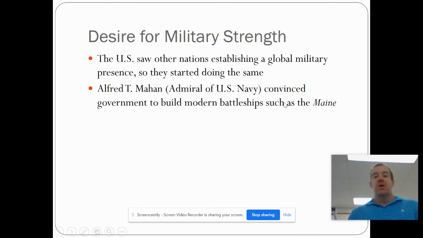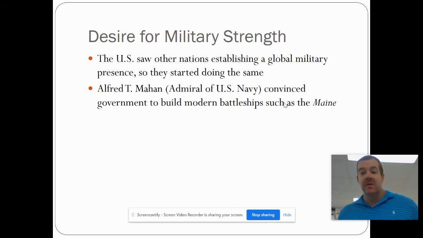Military strength. Remember, these other nations are building up their military at this time. Now the United States wants to announce its presence on the global stage. So we want to build up our military as well. And the way we show off building up our military is we can go overseas and take over other countries. That's the idea behind it.